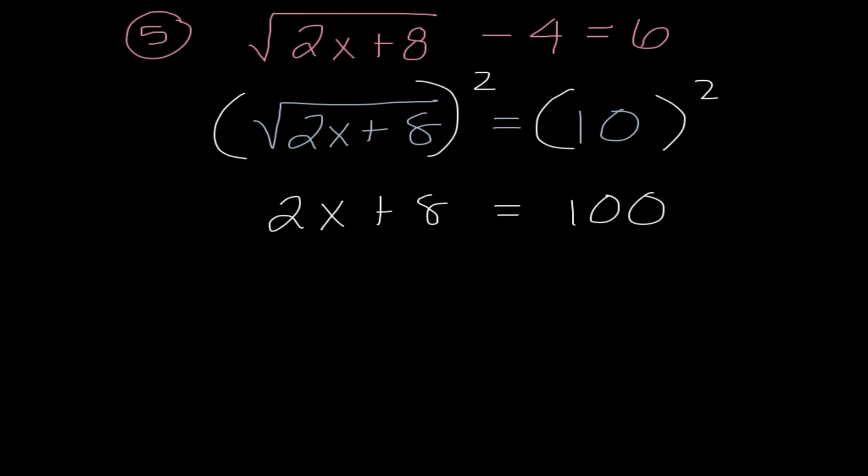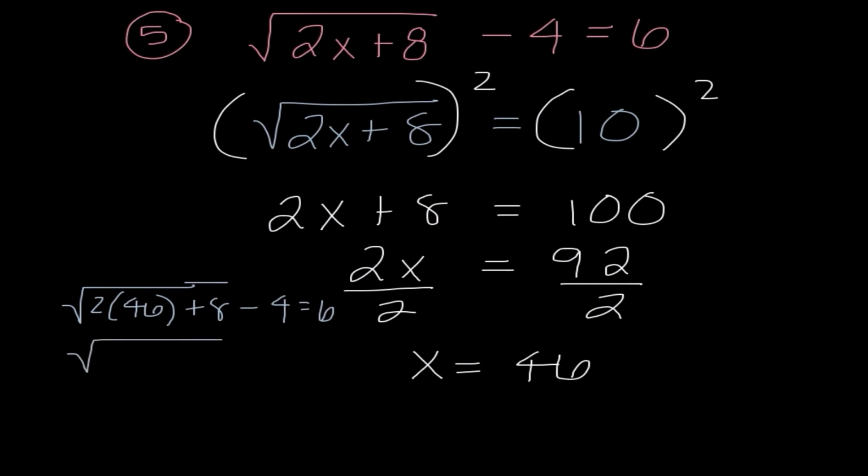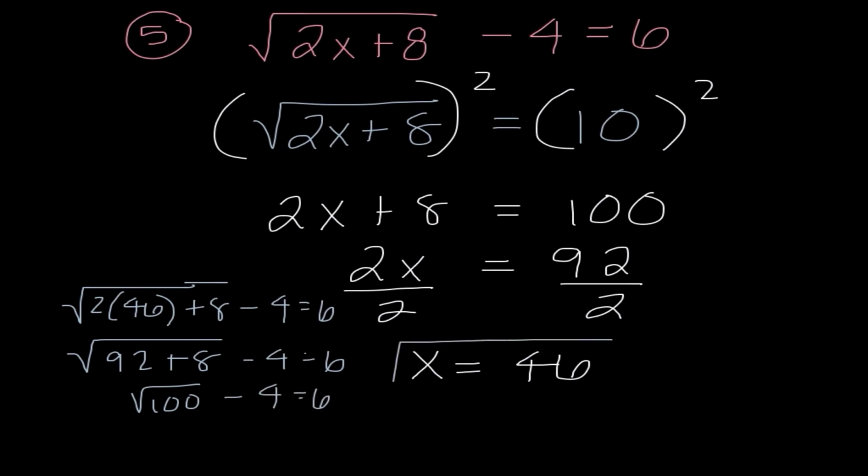In this case, this is just a linear equation for me to solve. So I get 2x is equal to 92. When I divide both sides by 2, I get x equals 46. I need to go ahead and double check this. So when I put this into my calculator, I get the square root of 92 plus 8 minus 4 equals 6. Is the square root of 100 minus 4 equal to 6? And it is, so 46 is our correct answer.